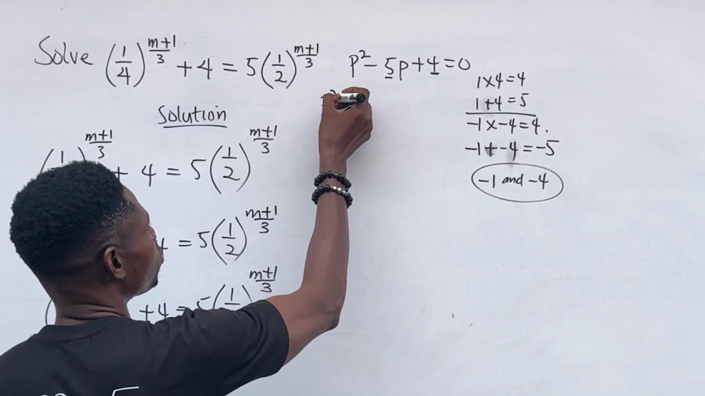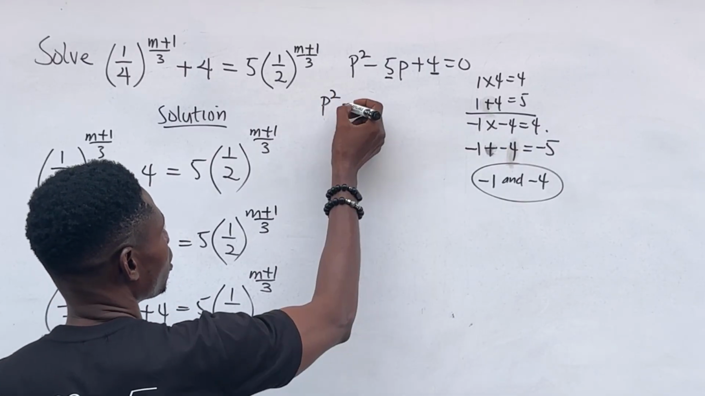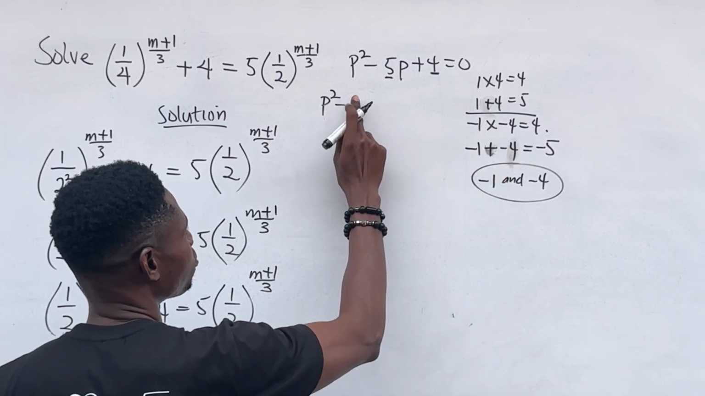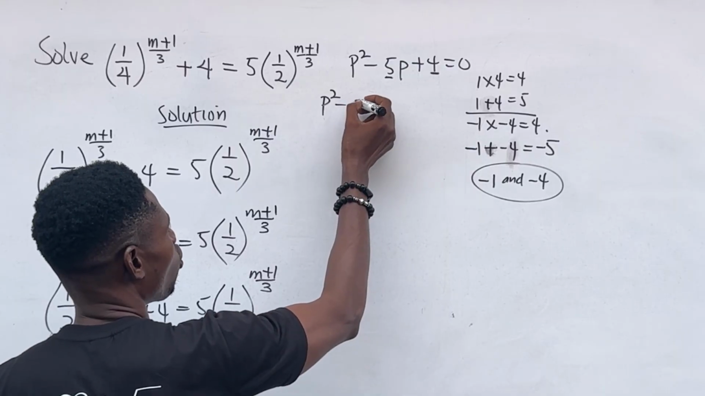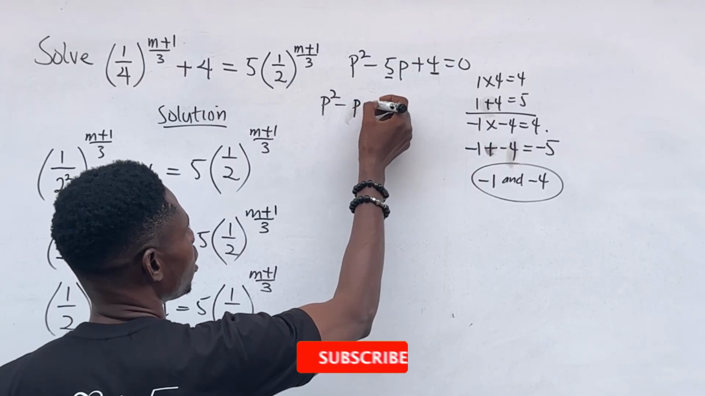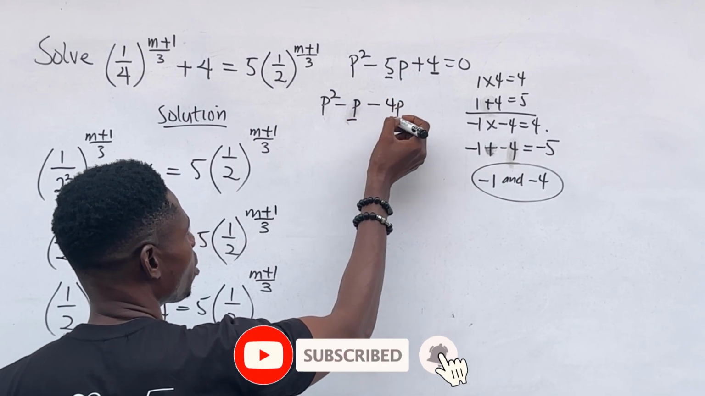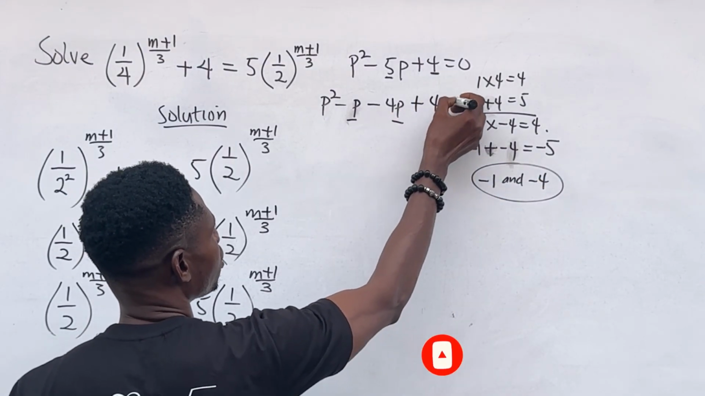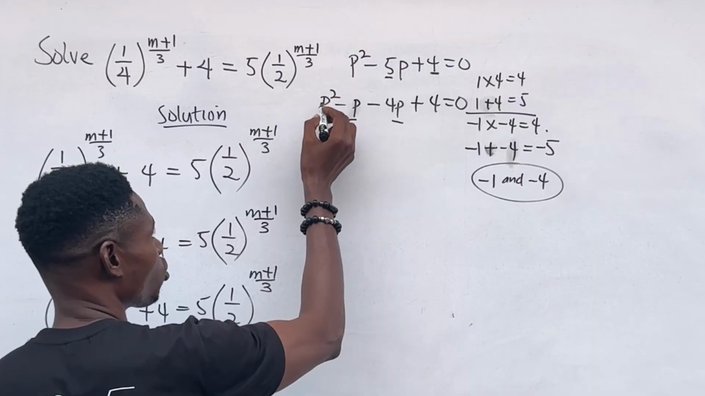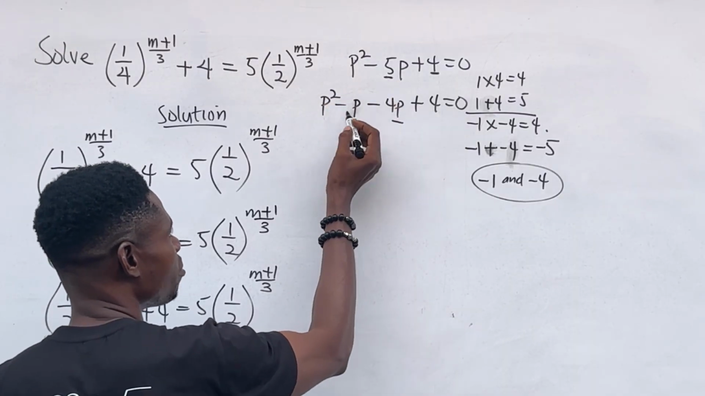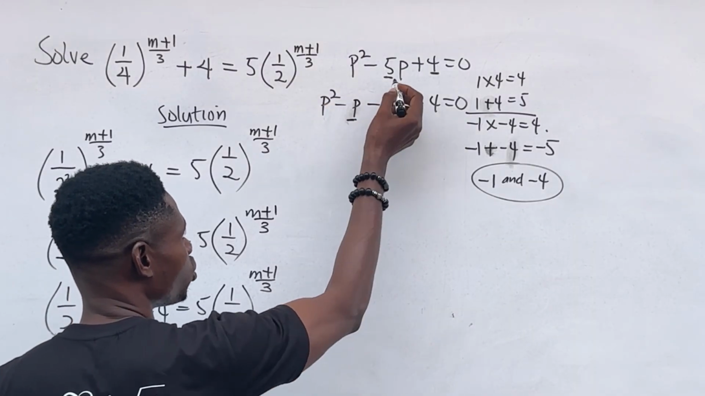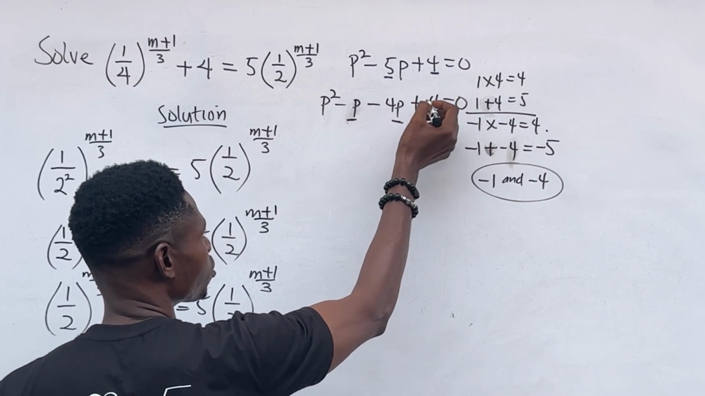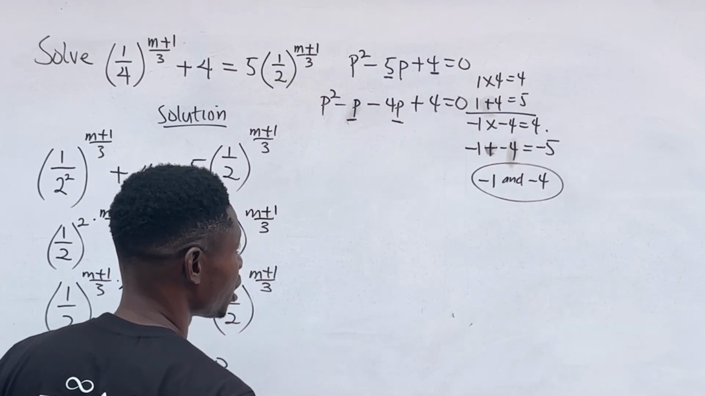So this will give us p squared minus 1p, then minus 4p. That's minus 1 and minus 4 now from here. Then plus 4 equals 0. So watch, this is our p squared. This minus 5 now became the minus 1p and minus 4p to give us minus 5p. And this plus 4 equal to 0. So that's what we've just done.